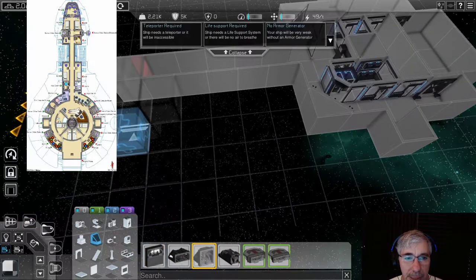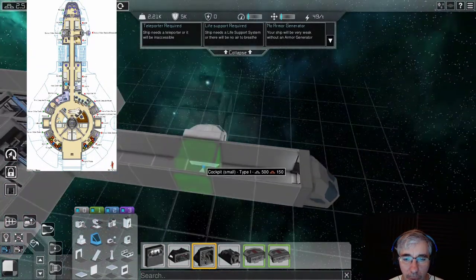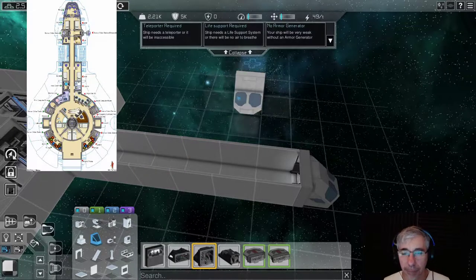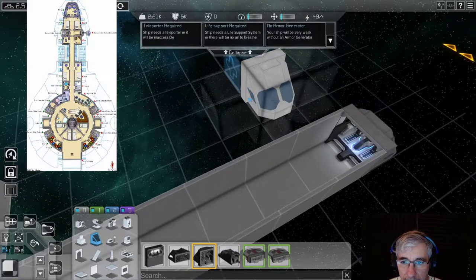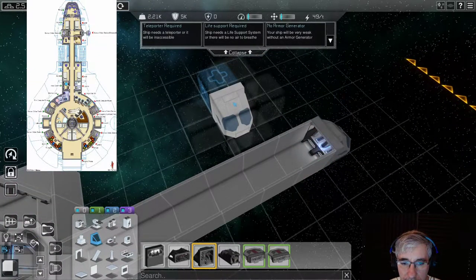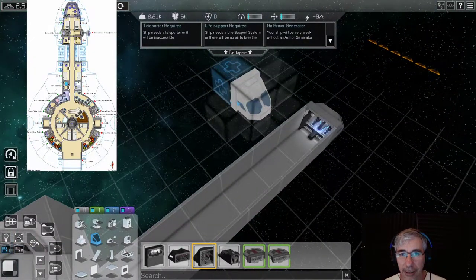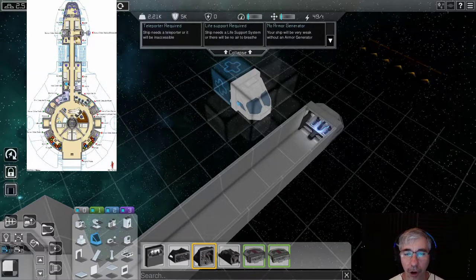So I will place this single block cockpit. One problem with Interstellar Rift that I wish developers will improve, this specific aspect of the game, is the limited number of cockpits. So it's very limited.